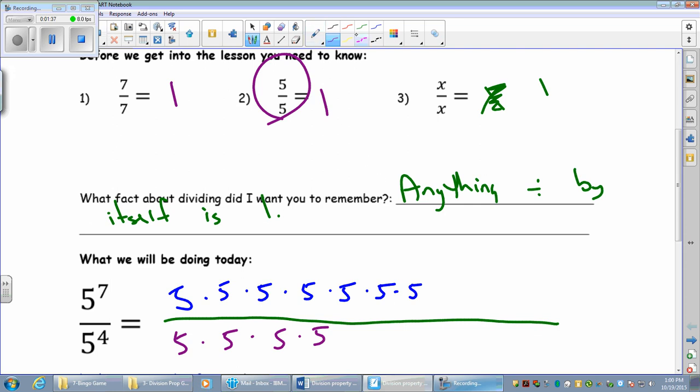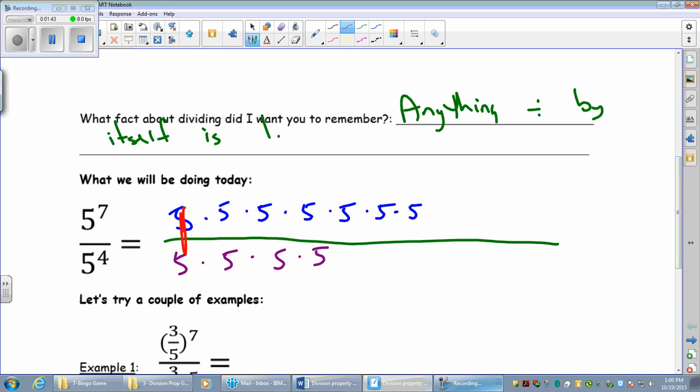5 divided by 5 is 1. Because there's really 5 divided by 5 a bunch of times on here. Here's a 5 divided by 5. So that 5 divided by 5 is 1. This 5 divided by 5 is 1. This one is 1. This one is 1. Can I do that again? Obviously not, because there's no more 5s on the bottom, so we're going to write what's left.